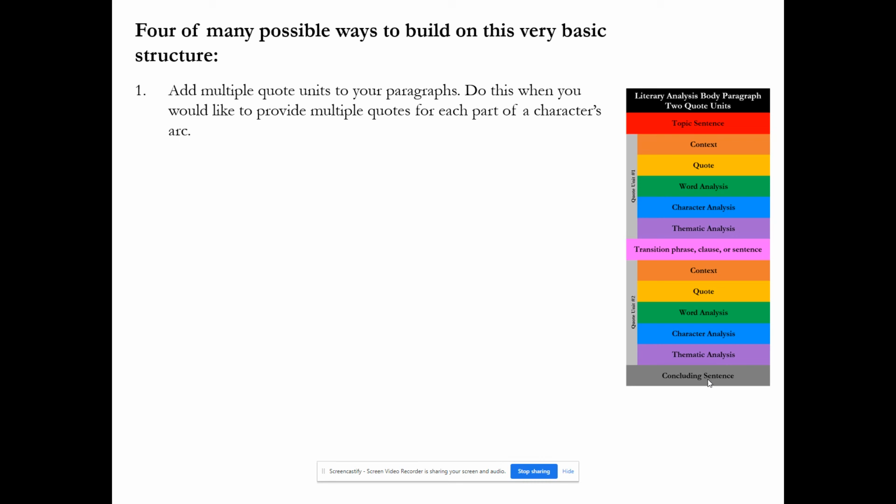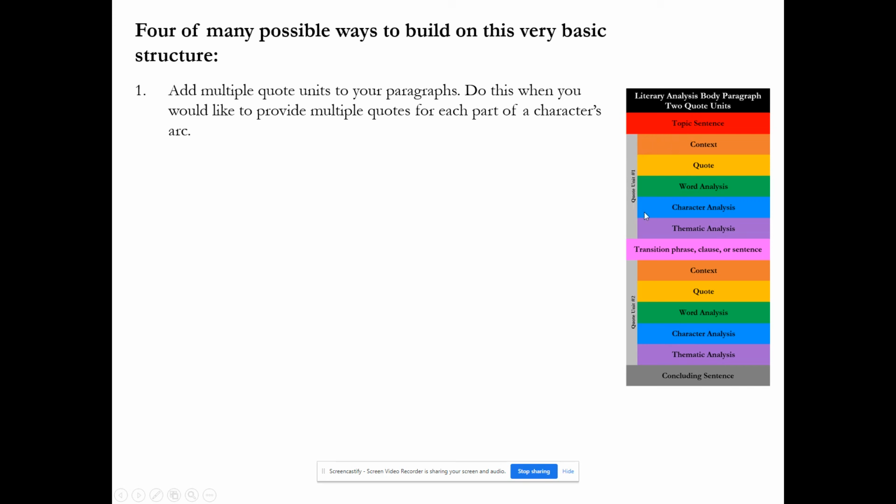Maybe one quote is a sort of a good example, and then the second quote is an even better example, and so the whole paragraph becomes that much more convincing. So when you do that, it ends up looking like this image that appeared on the side of the screen, where you have your topic sentence and the rest of the structure: context, quote, word, character, thematic analysis.